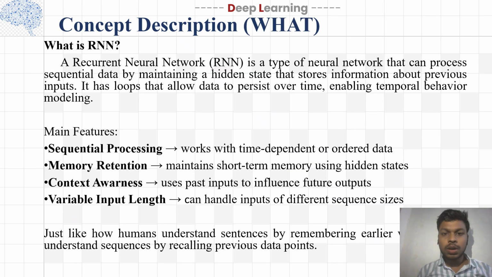Now let's see what RNN actually is. It is a special type of deep learning model that can work with data that comes in a sequence like text, speech, or time-based input. Unlike a normal network that forgets what came before, this model keeps a hidden state, a small memory that saves key details from the past and uses them in the next step. It can handle data of any length, keep short-term memory, and use context to make better output. Just like how we understand a sentence by recalling earlier words, this model also learns meaning by remembering what came before.